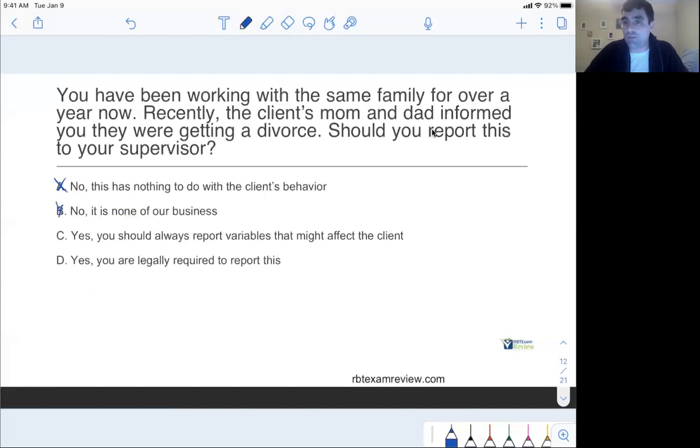Parents informed me of this. Call or text or talk to your BCBA. Hey, by the way, this client's parents are getting divorced. Just a heads up. Because as a BCBA, I can take that, and we can mark it down and then see how the data of behavior and skills are affected. So it's a possible variable that can affect behavior data. It can affect skill acquisition. So it is important, and you should always report variables that might affect the client. So our answer is C.